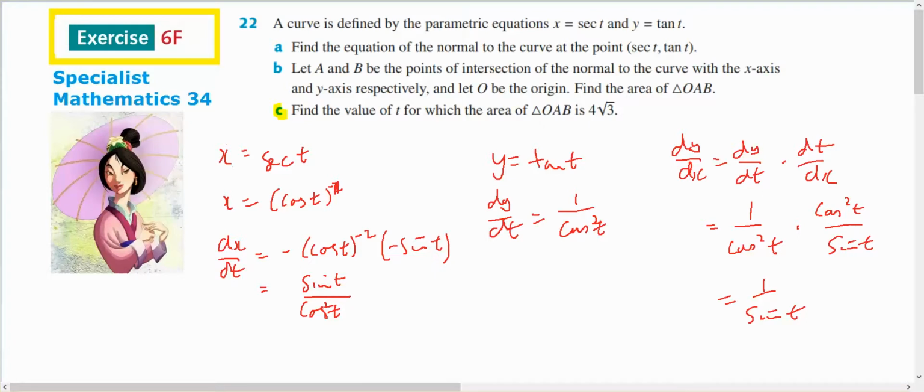This is for Year 12 Specialist. It comes out of question 22 in 6F concerning parametric equations. Okay, well, I've got a head start on this question.